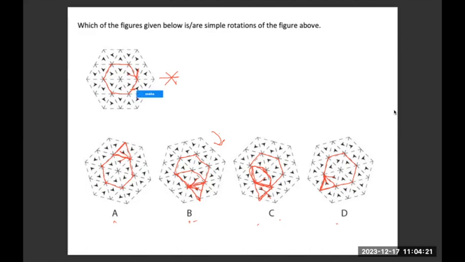And the remaining two map in the opposite direction, which is also happening here and here, and here and here. So A, B, and D are correct. C is wrong.